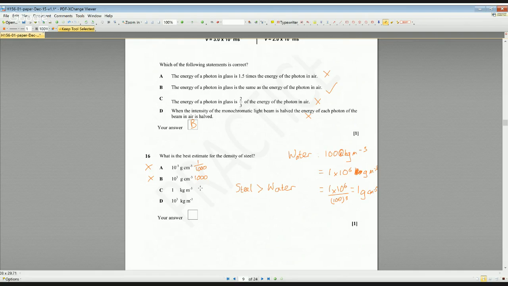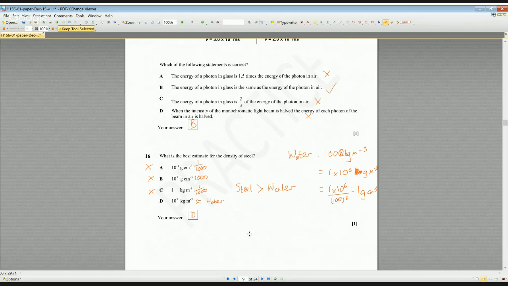1 kilogram per cubic meter, that is 1,000th again of water, so that also can't be right. Which leaves us with the last one, which is roughly equal to the density of water, 10 to the power of 3. So even though it's not exactly the same density as water, the approximate best estimate would still be the same value. The answer is D.